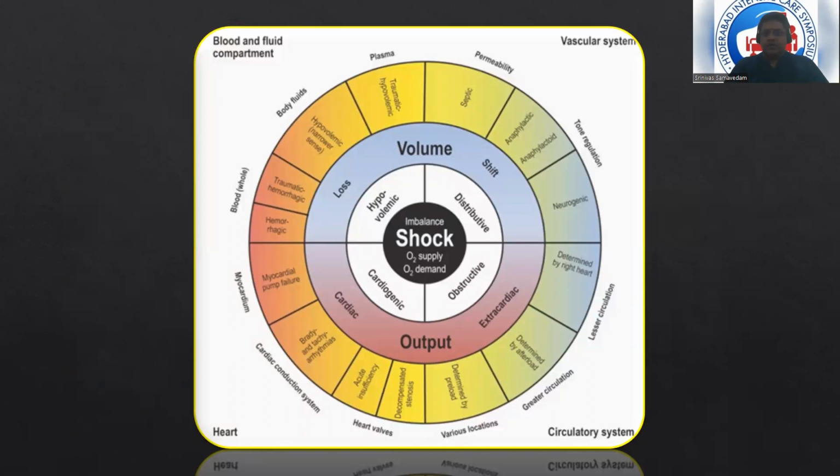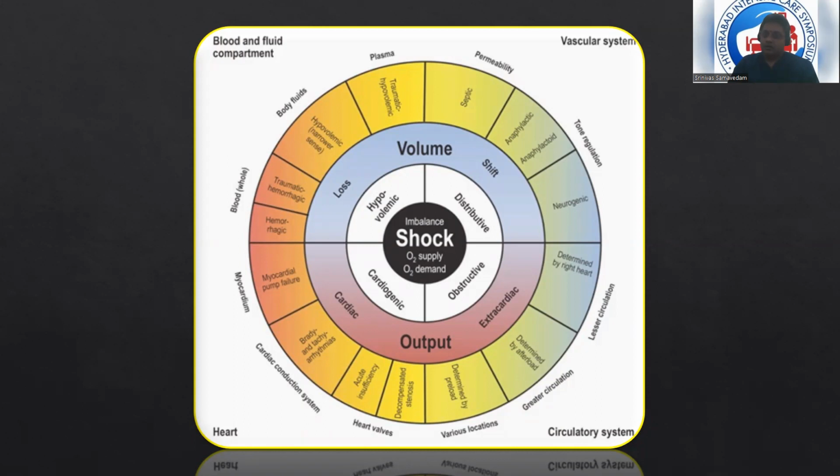So if you are looking at shock as an entity, you can divide them into a volume-related shock and an output-related shock. In volume-related shock, you could either get a loss of volume or a shift of volume. The loss of volume happens in trauma, where the blood loss is called traumatic shock or hemorrhagic shock. You could get both upper and lower gastrointestinal fluid losses, which cause hypovolemic shock. And you could get various types of peripartum blood loss, which is called hemorrhagic shock.